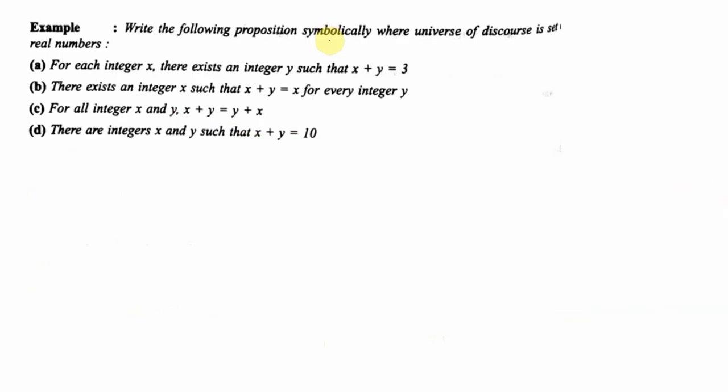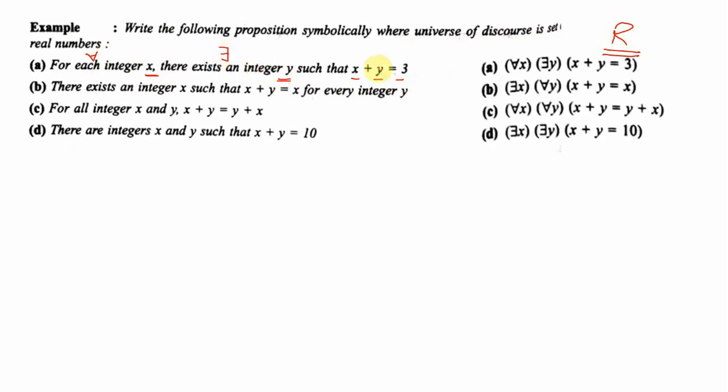As you have seen, let's see this example: write the following proposition symbolically where the universe of discourse is the set of real numbers. For each integer x, there exists an integer y such that x plus y is equal to 3. For each means for all, and there exists means existential. So I'll have for all x, there exists y such that x plus y is equal to 3.